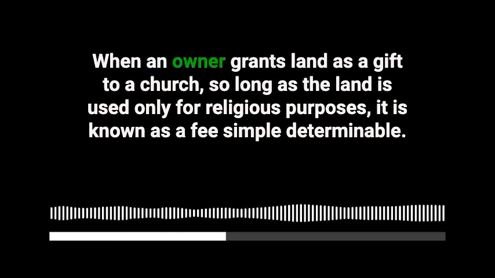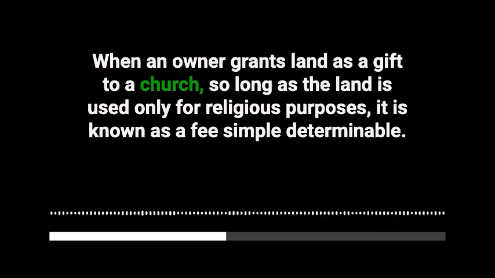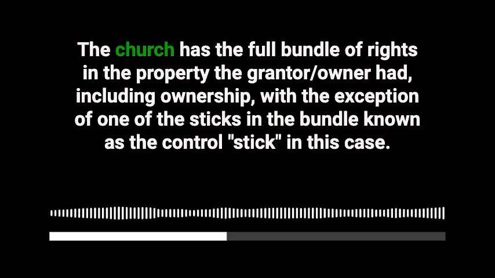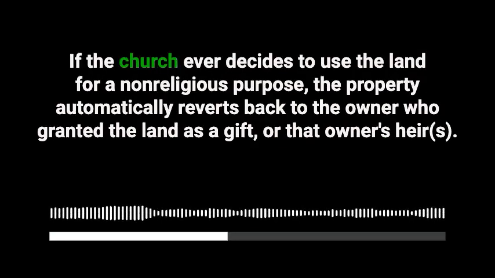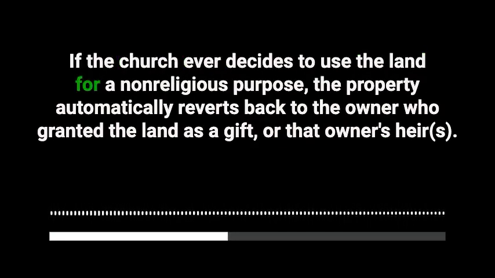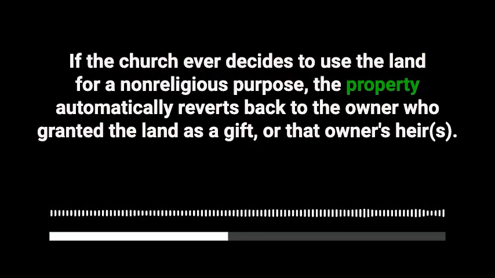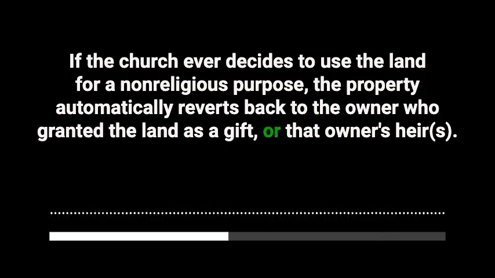Example: when an owner grants land as a gift to a church, so long as the land is used only for religious purposes, it is known as a fee simple determinable. The church has the full bundle of rights in the property the grantor, owner had, including ownership, with the exception of one of the sticks in the bundle known as the control stick in this case. If the church ever decides to use the land for a non-religious purpose, the property automatically reverts back to the owner who granted the land as a gift, or that owner's heir.